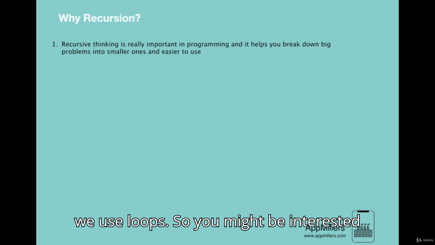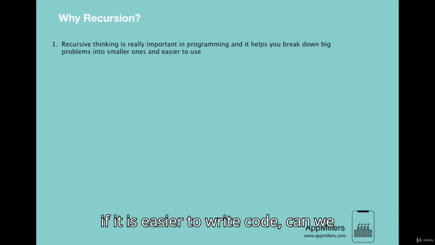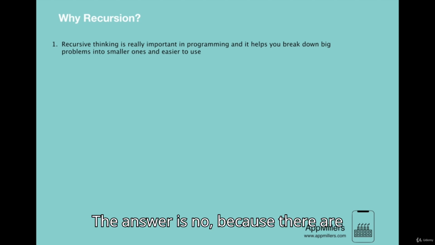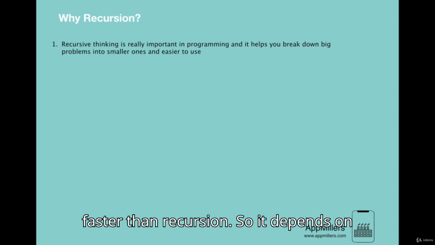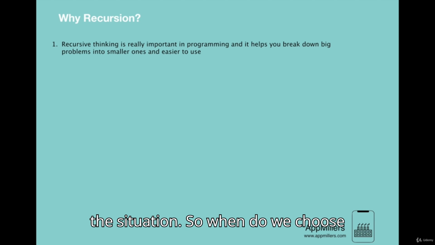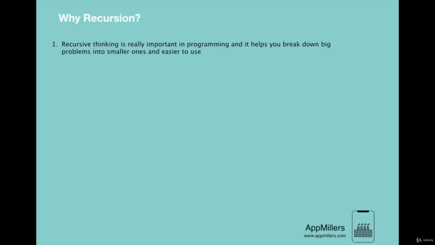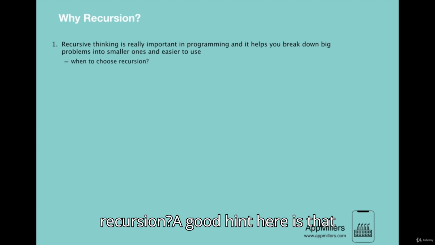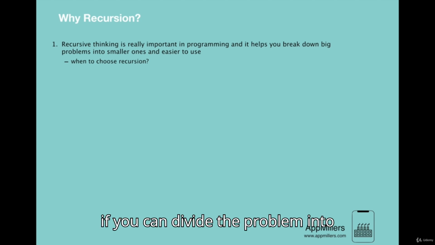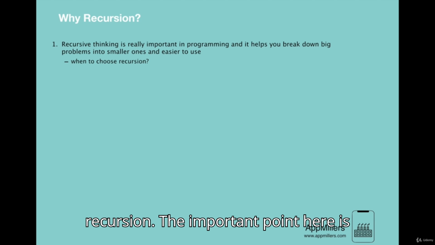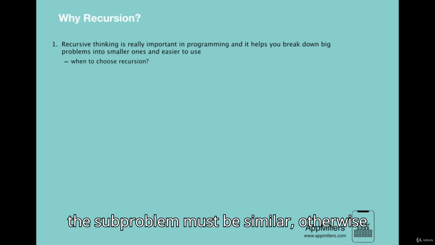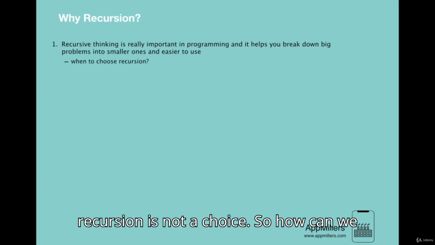So you might be wondering, if it is easier to write code, can we choose recursion over iteration? The answer is no, because there are situations where iteration performs faster than recursion. So it depends on the situation. So when do we choose recursion? A good hint here is that if you can divide the problem into similar subproblems, then you can use recursion. The important point here is the subproblems must be similar, otherwise recursion is not a choice.